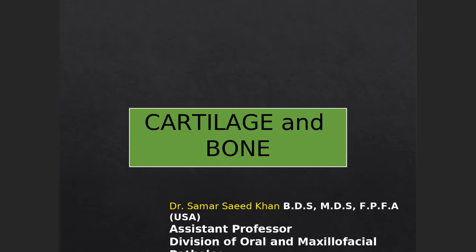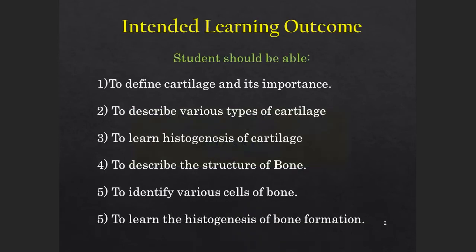So now, this lecture is for your general histology, and the part which we are covering today is cartilage and bone. In general, you all have heard about bone and cartilage. Basically, bone is the rigid part, and cartilage is the semi-rigid part, in simple language. So now, what are we going to learn from this lecture?